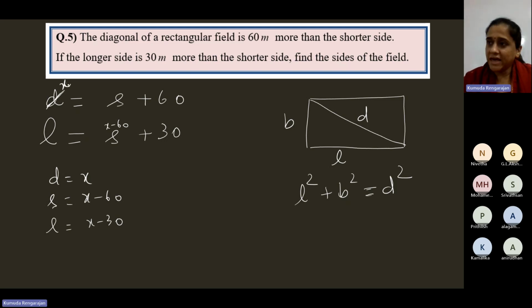Let the diagonal be x. So now we have to write the shorter side and longer side in terms of x. So shorter side will be x minus 60. Finished. Now longer side. Longer side is s plus 30. What is this? X minus 60. X minus 60 plus 30. So x minus 30.